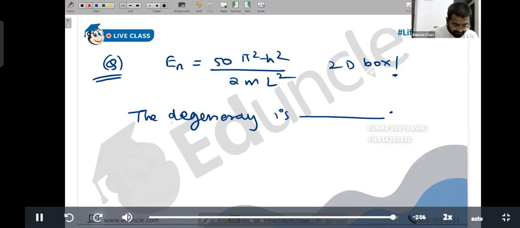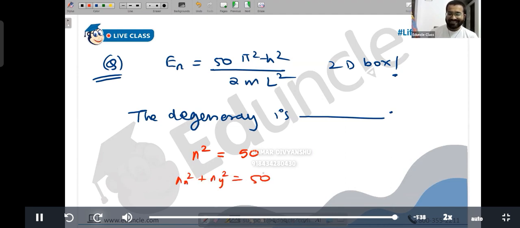Pardon? I cannot hear, too much noise. Non-degenerate? No. Which combination is possible? n square is 50, correct? n square means nx square plus ny square, that is 50. 5 and 5 will also be a combination. Hence I have taken this question.